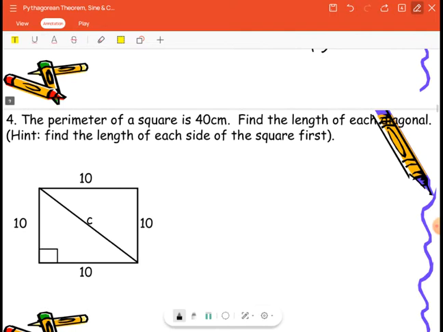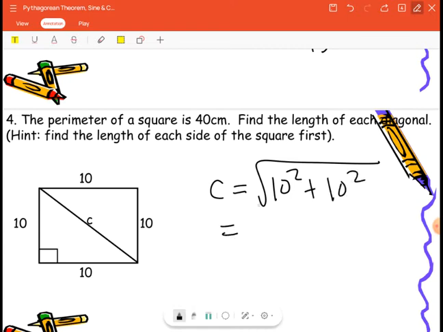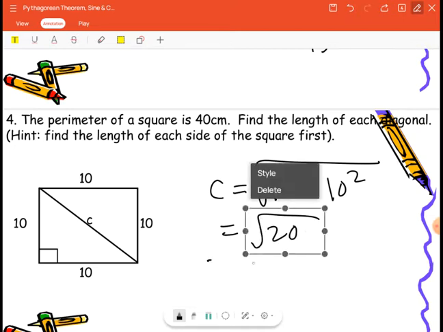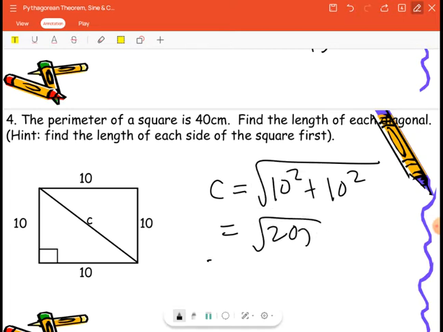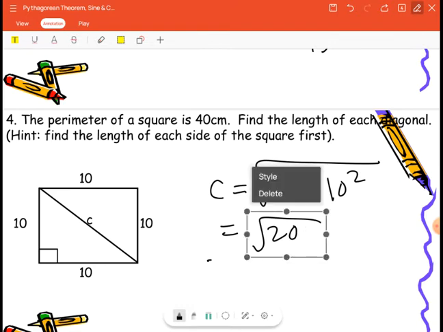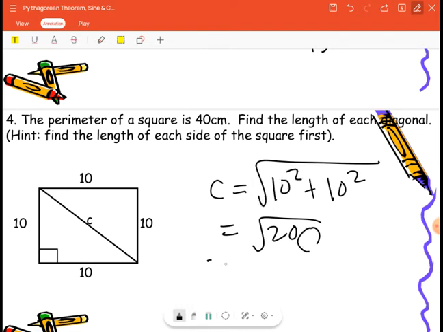For number 4, ito madali lang to, no? So, 10 squared plus 10 squared, square mo yon, and yung C value natin dito is equals to square root of 10 squared plus 10 squared. 100 plus 100, square root of 200. Yung C natin is equals to 14.14. Okay?